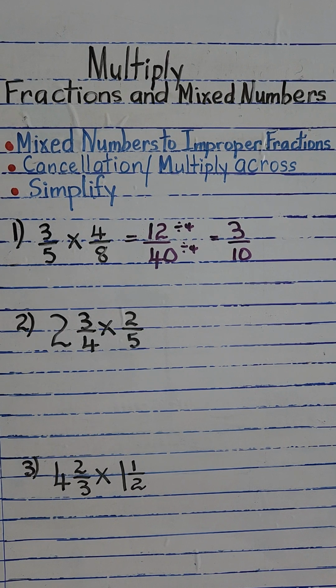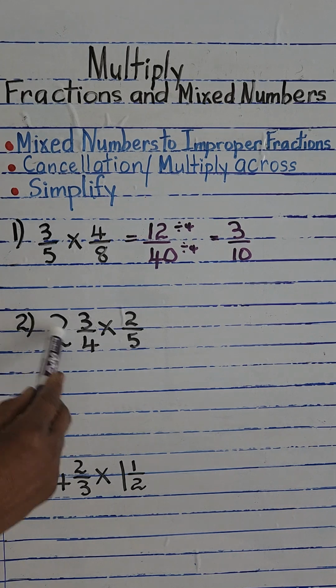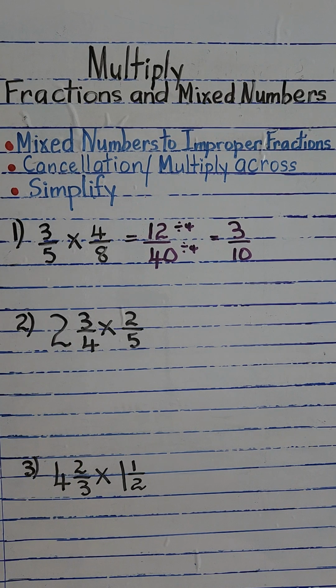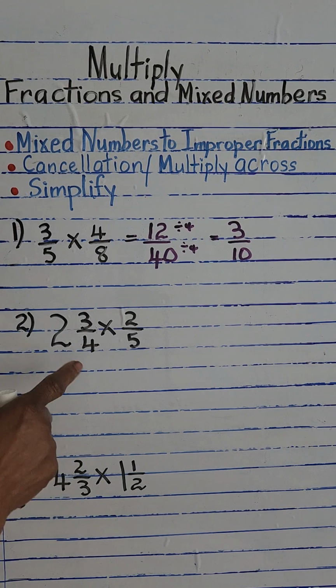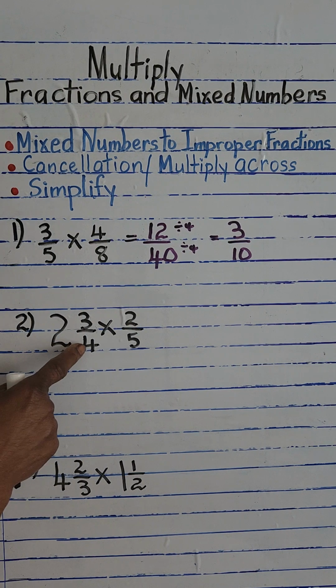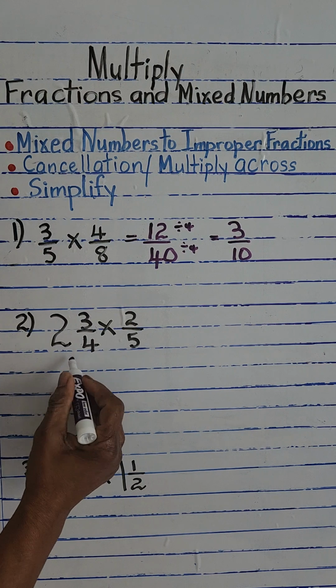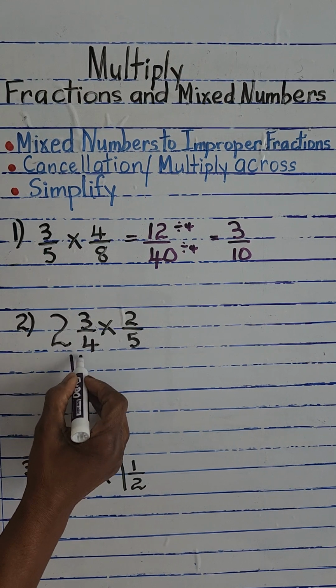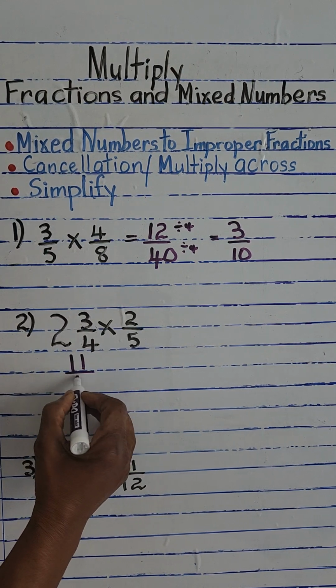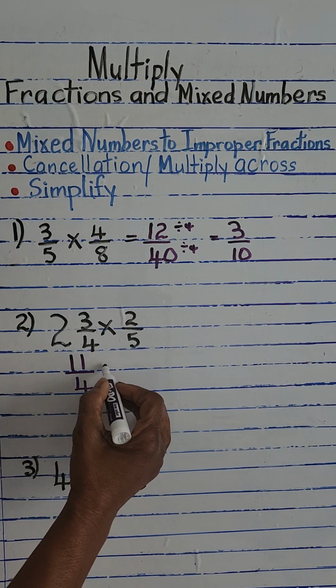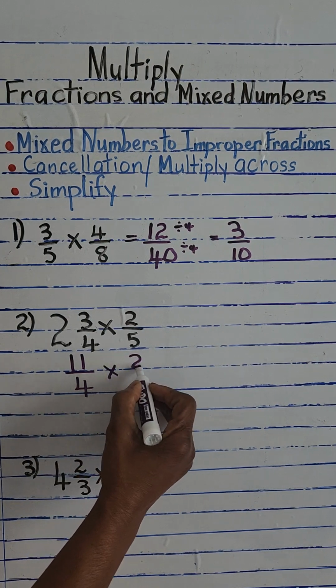Next, 2 3/4 times 2/5. So we're going to change the mixed number to an improper fraction. And we remember how to do that. 4 times 2, 8, plus 3, 11. 11, and we keep the same denominator, times 2/5.